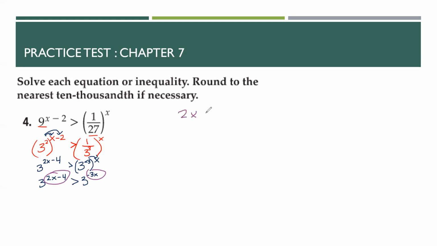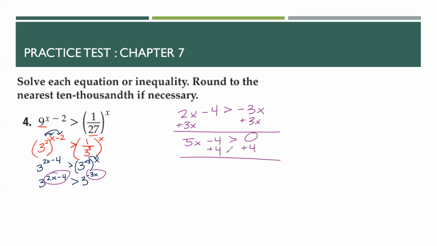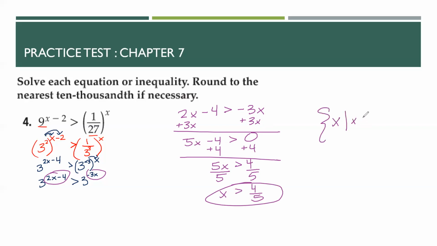So I'll just do that over here. 2x minus 4 is greater than negative 3x. So then I would add 3x to both sides. I get 5x minus 4 is greater than 0. Then I would add 4 to both sides. Remember, I'm trying to isolate x. So then I have 4 over here. And then I would divide both sides by 5. So x can be greater than 4/5. And then that is my final answer, okay? Oh, I can also write my answer like this.